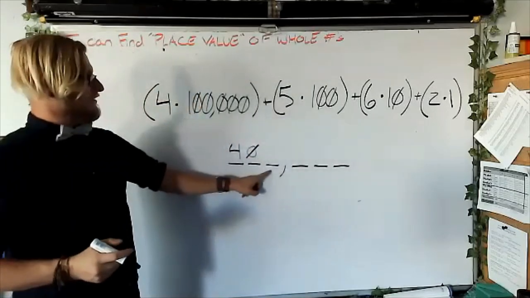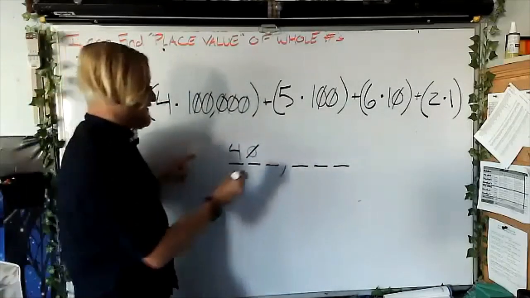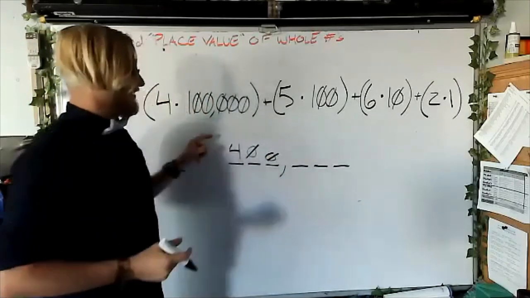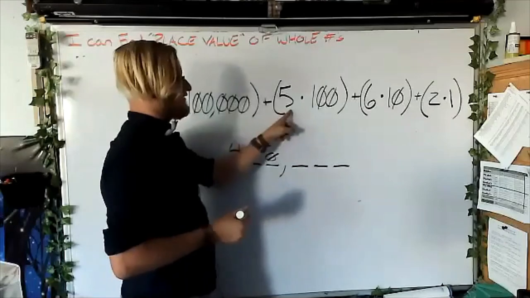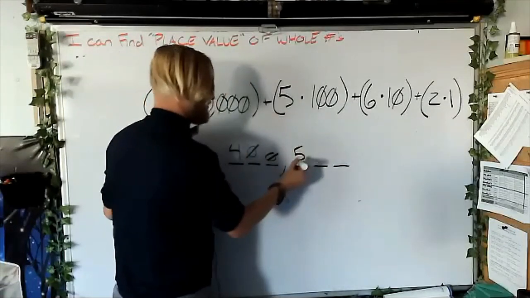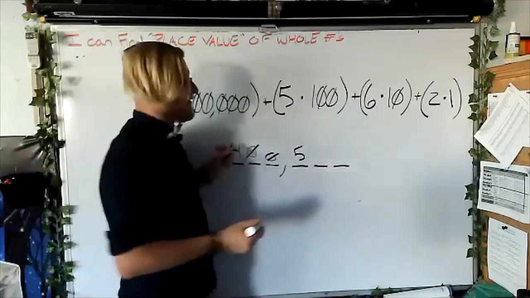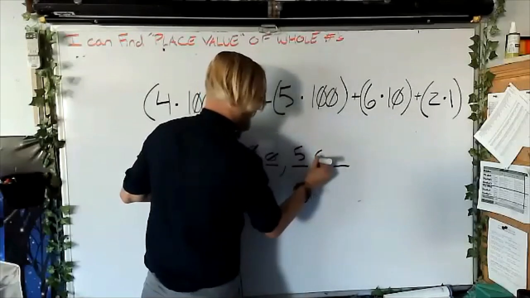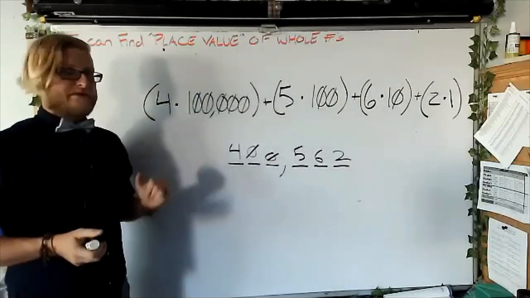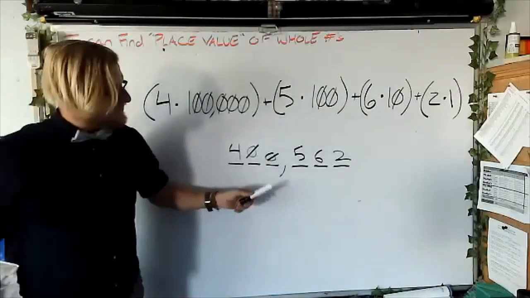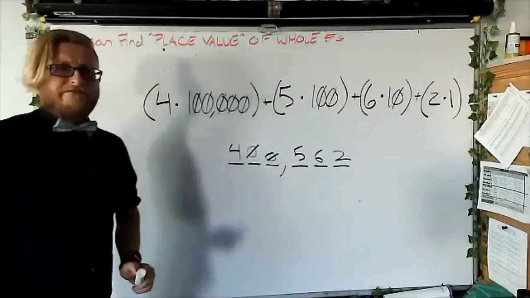Okay. Do I have anything up here that shows me that I have anything in the thousands? Alan is still saying no. Do I have anything up here that shows me I have a digit in the hundreds? Yeah, I see a bunch of you guys shaking your head. Yes, 5 times 100, or 500. Do I have anything up here that shows me I have a digit in the tens? Yeah, 6 times 10, or 60. And then that leaves 2 times 1, which is 2. I have now worked backwards from expanded format to get 400,562.